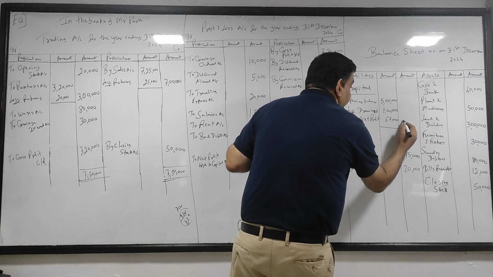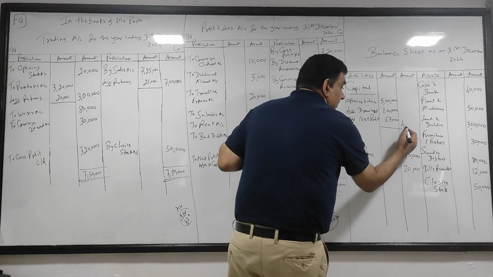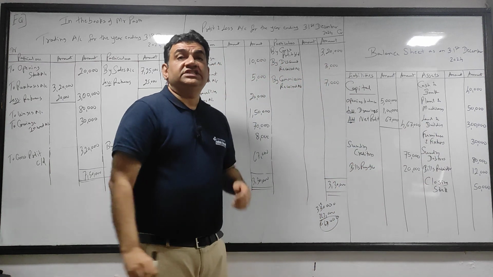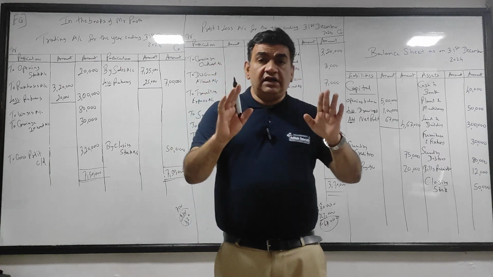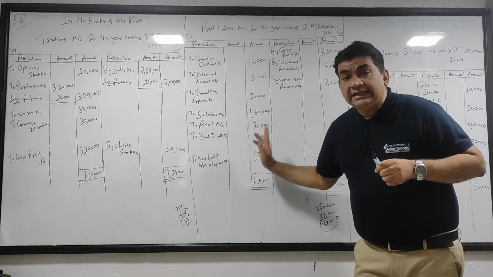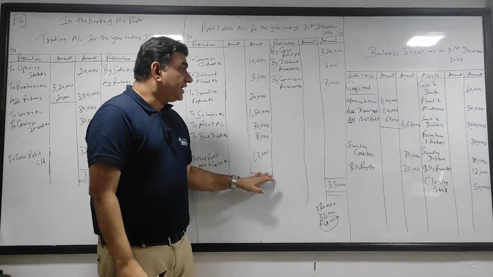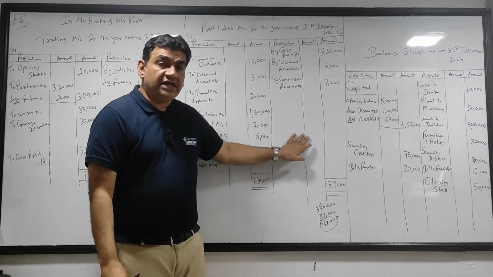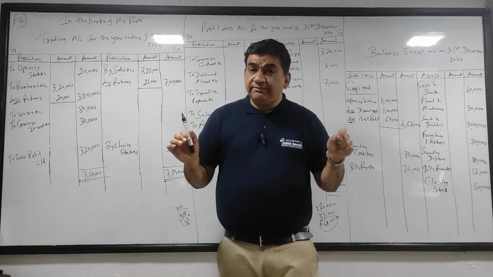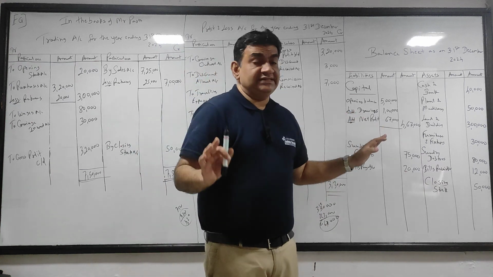67,000. Take the difference, 5 minus 1. देखो, 5 lakh minus 1 lakh, 4 lakh. 4 lakh plus 67,000, 4,67,000. So if there is a net profit, you will add it to capital, and suppose debit side ज्यादा होता और यहाँ पे loss होता, then you will deduct from capital. So net profit added to capital, net loss minus.